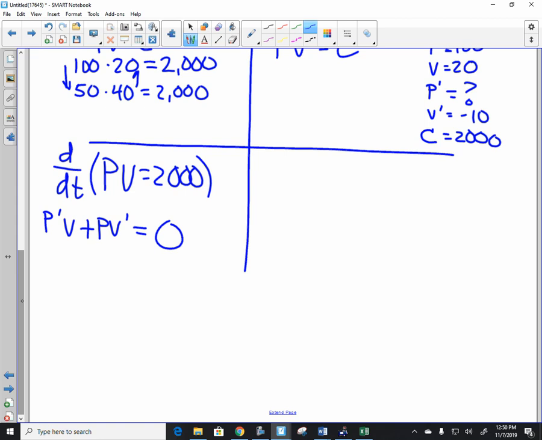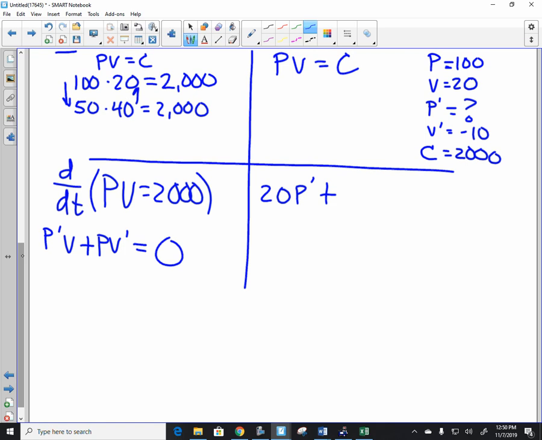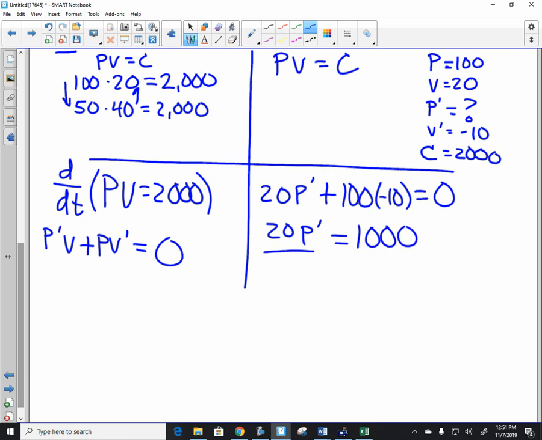I can now plug some of these pieces in. I don't know P prime, but I do know V. What is it? So I have 20 P prime plus, what is P? 100 times -10. Or 20 P prime is equal to 1000. Divide by 20, and P prime is equal to 50.